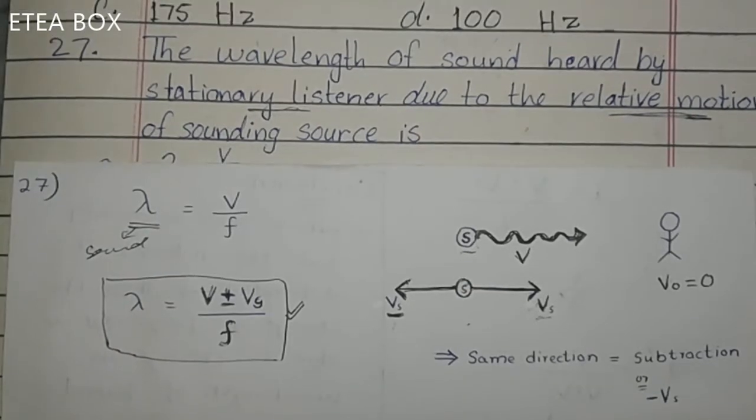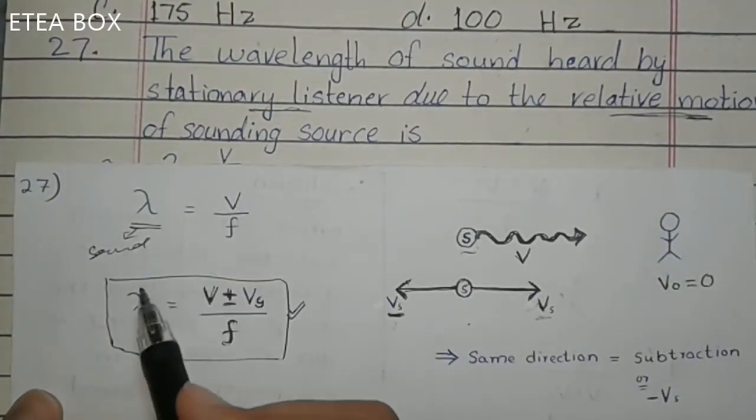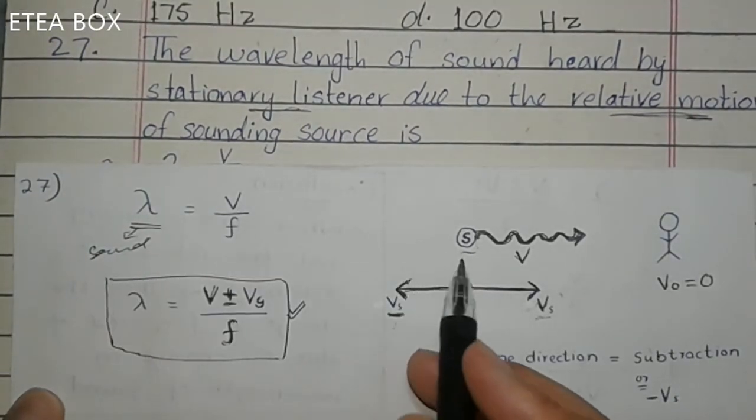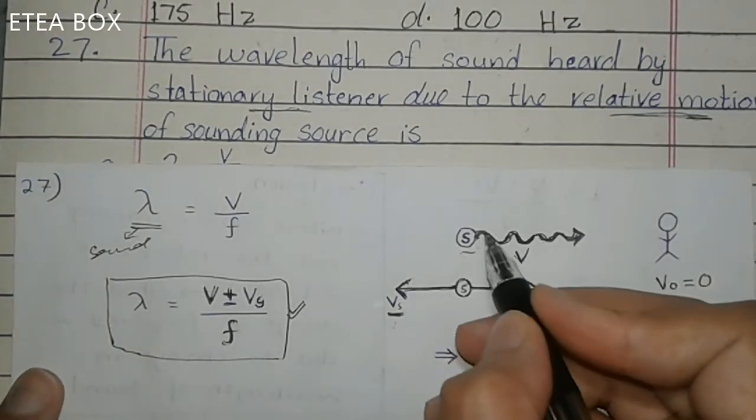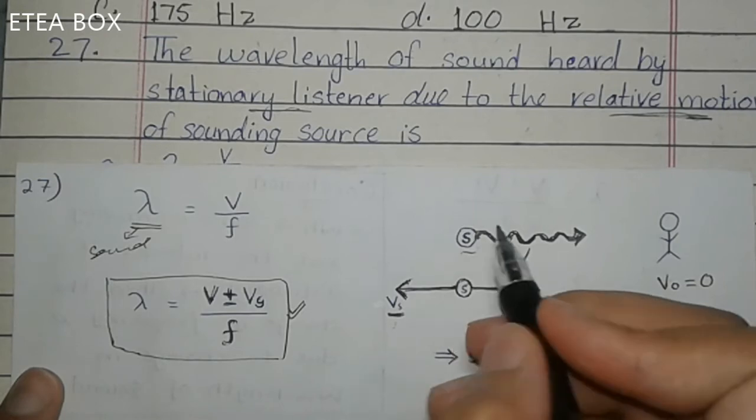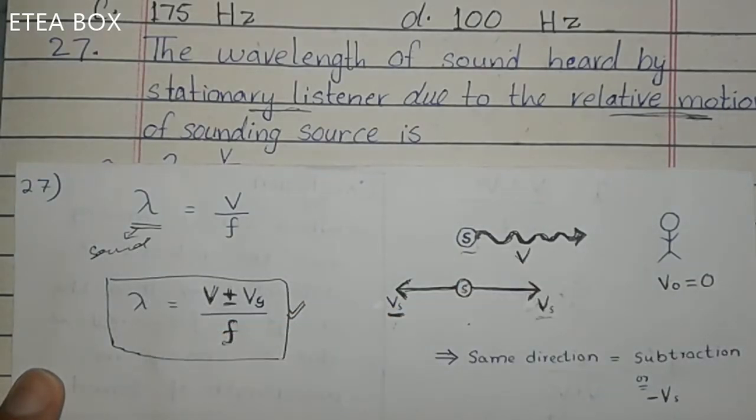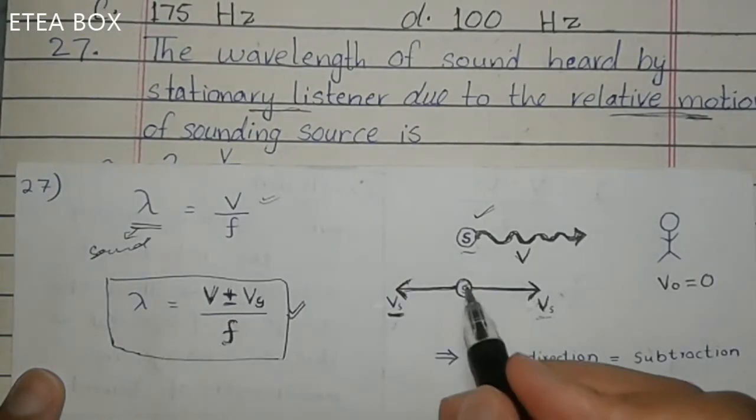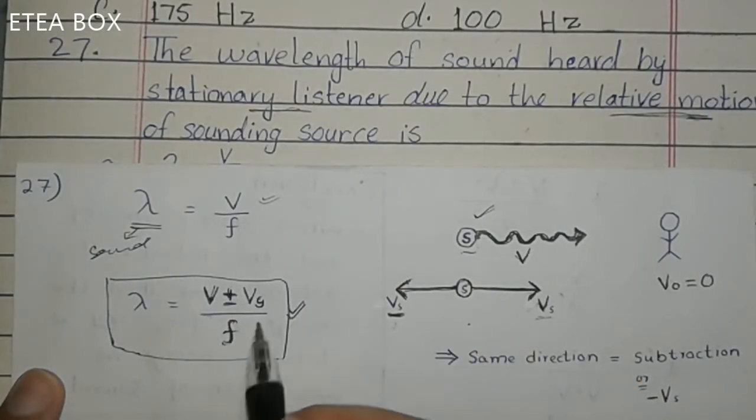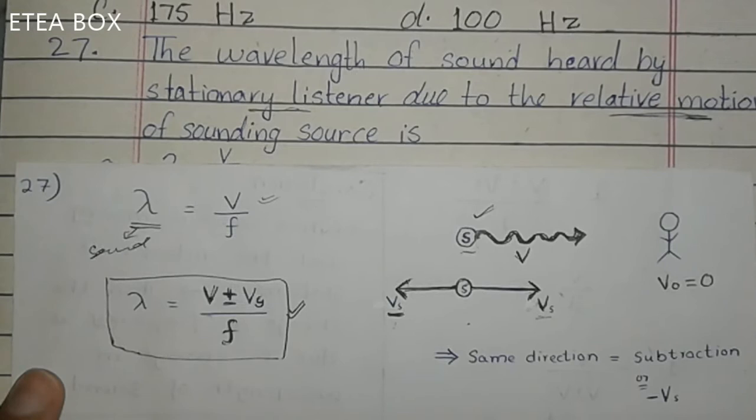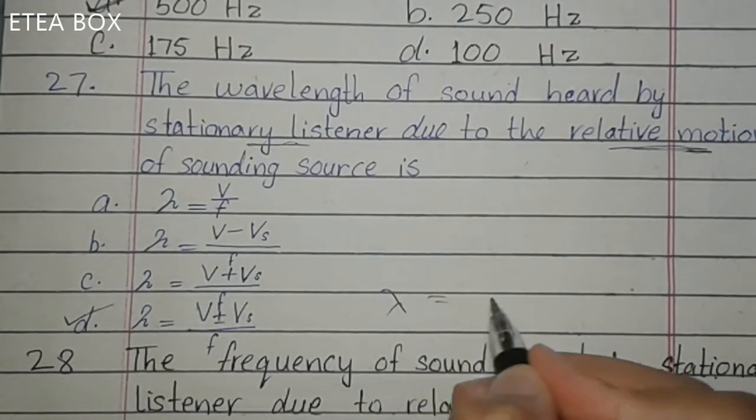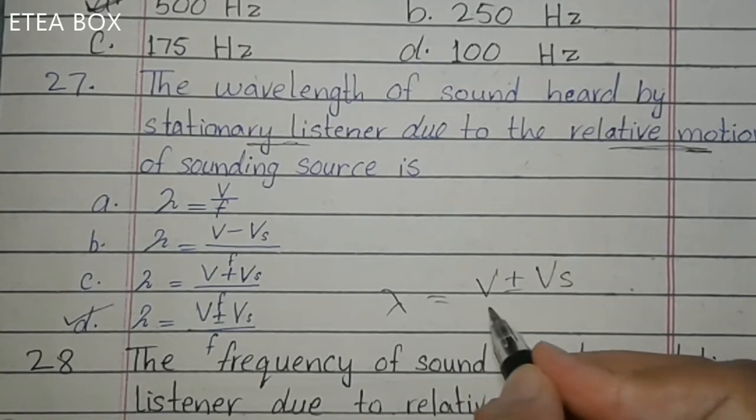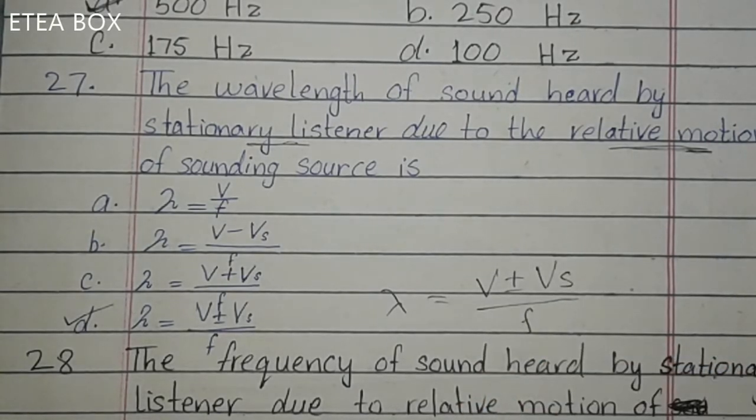Now look, we know that this lambda is the wavelength of sound. But if the sound source was stationary, then the lambda would remain the same. But now it is in motion, so the lambda is changing like this. Look here, option D is correct. Lambda is equal to V plus minus Vs, the sounding source speed, divided by frequency.